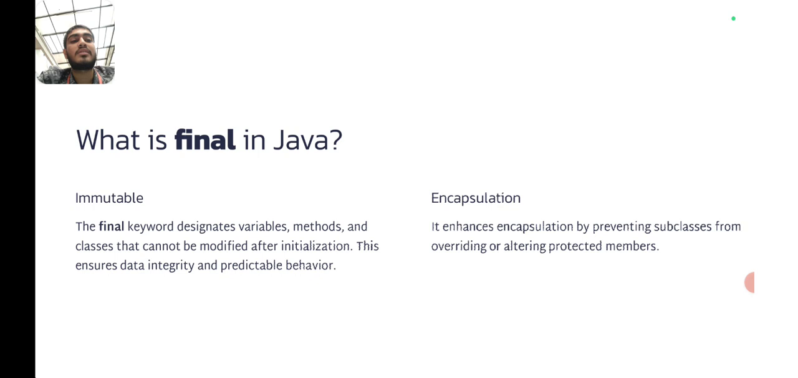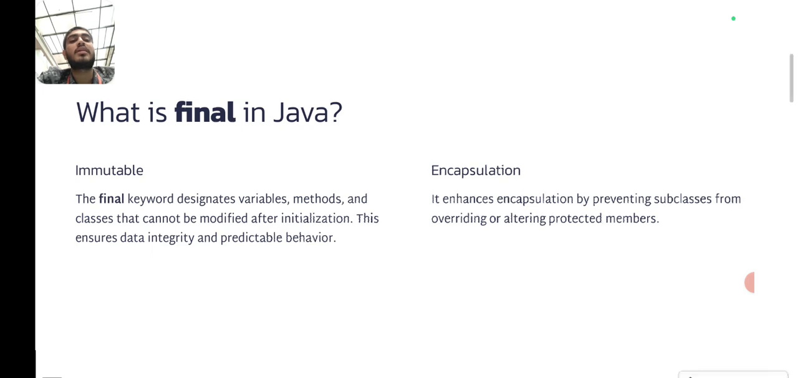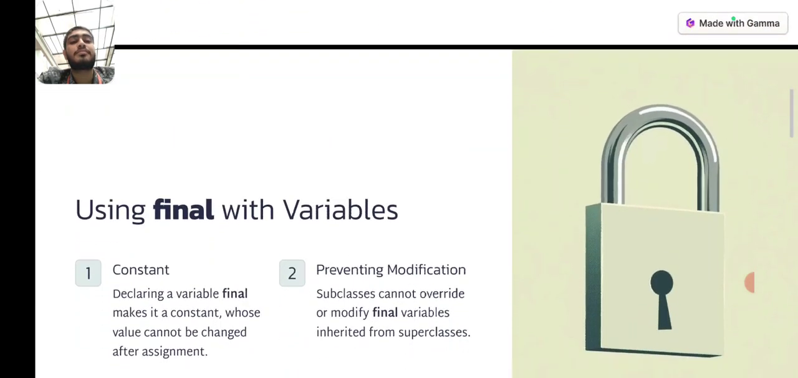Encapsulation. It enhances encapsulation by preventing subclasses from overriding or altering protected members. In final Java, there are two types: immutable and encapsulation, as described below.